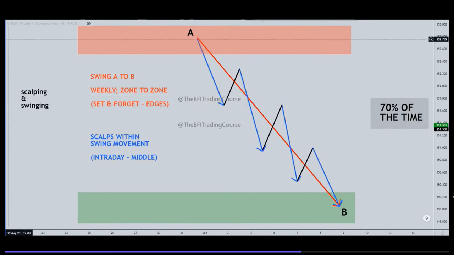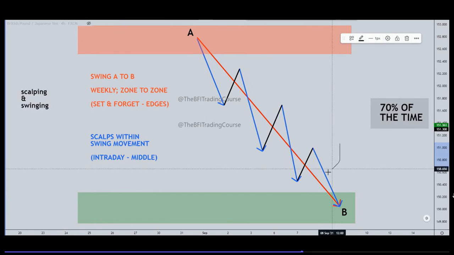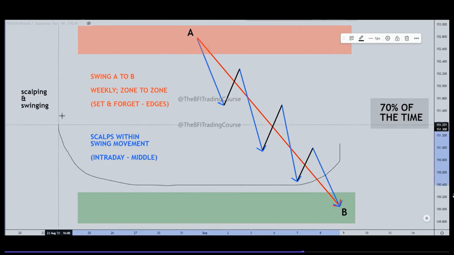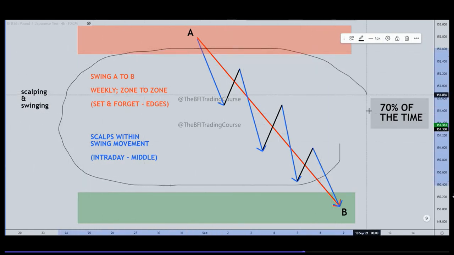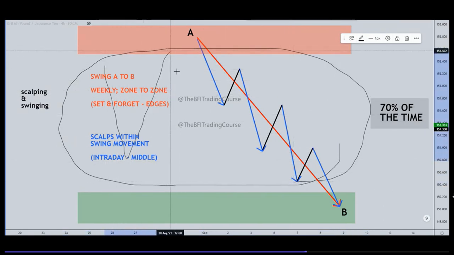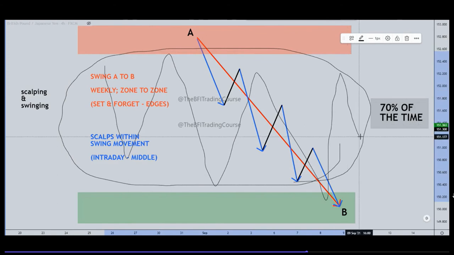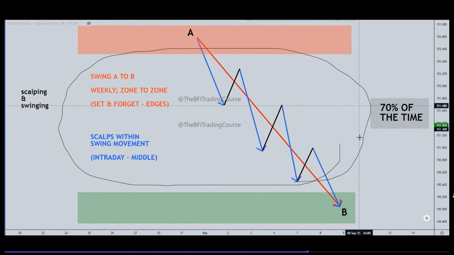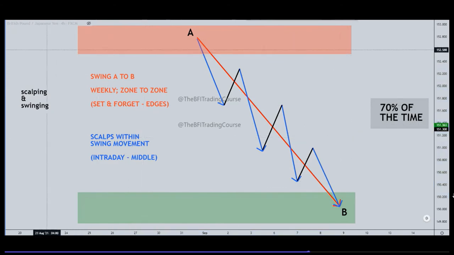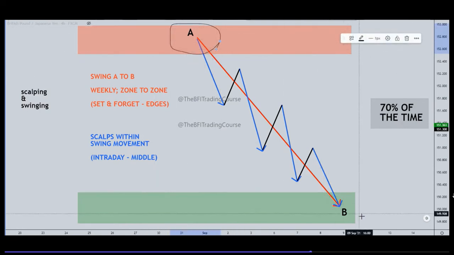Okay, the main thing to understand is 70%. I mean, who knows if it's 70, but most of the time it's in the middle of nowhere in the edges where everyone needs to get active and get slaughtered, unfortunately. Okay, it's not always at the edges, A and B.